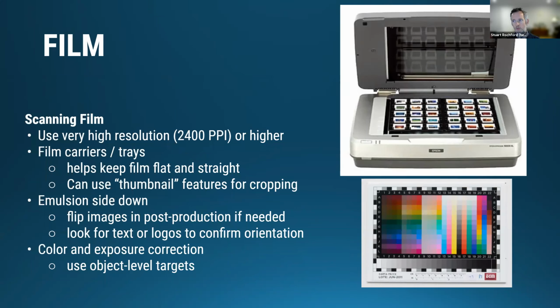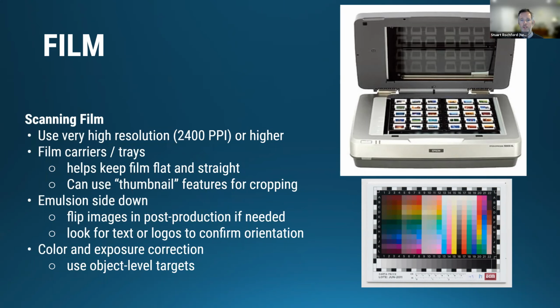One thing to note about scanning film, but specifically negatives and positive film, is you want the emulsion side down. It's not to say you can't fix that in post-production, but it does give you a slightly better image. You can flip them in Photoshop or any other editing software later on. When you do get your images in the scan, you want to look for logos or text or anything that can confirm your image was faced the correct way, because they can get flipped and you'll have to correct those later on if needed.